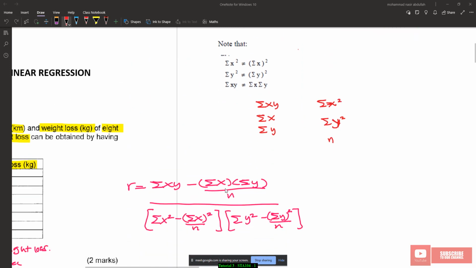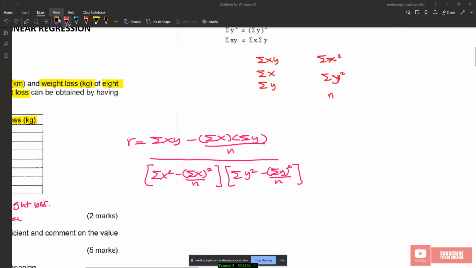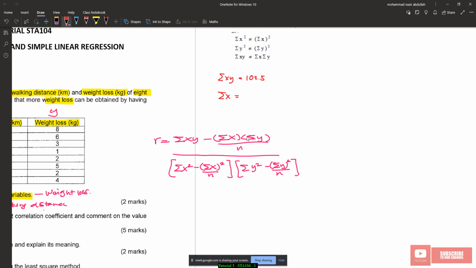So what is the value of summation of xy? Did you get it? Summation of xy is 102.5. Right? So what is the value of summation of x? 19. 19, right? Okay, and then the summation of y.